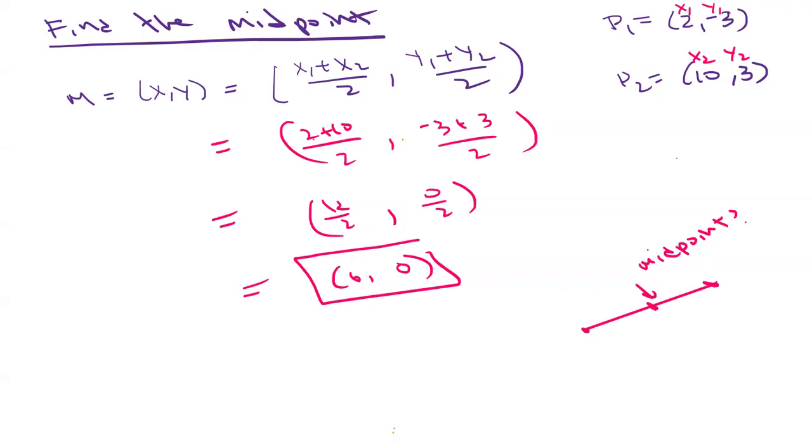So it's that simple. You just plug it into the formula, basically take the average of the x, take the average of the y, and then you get your midpoint. Okay? Any questions on here? Okay, cool.